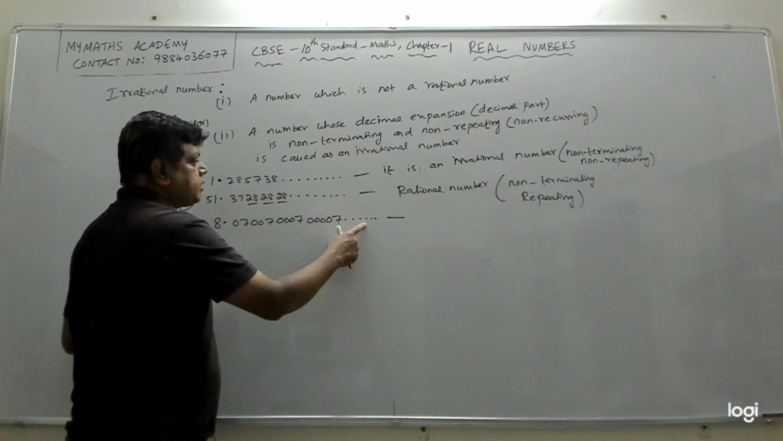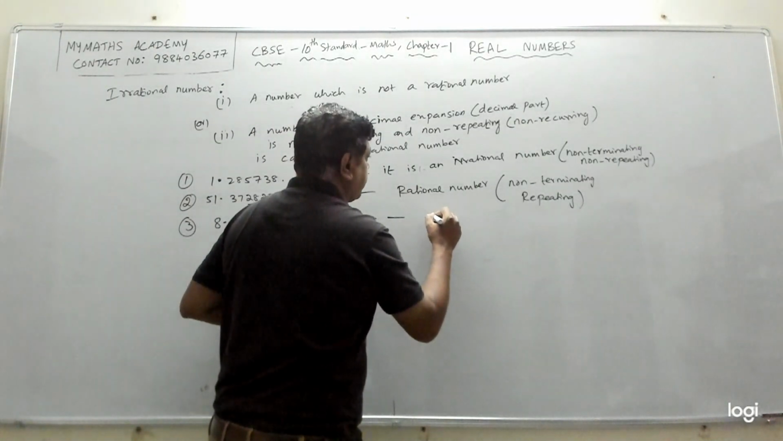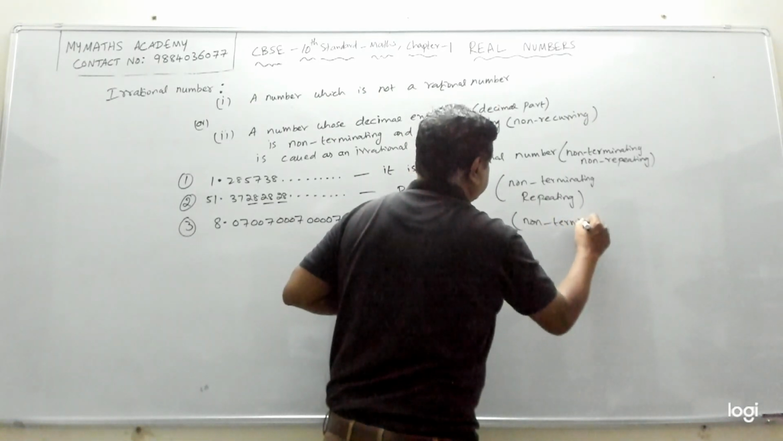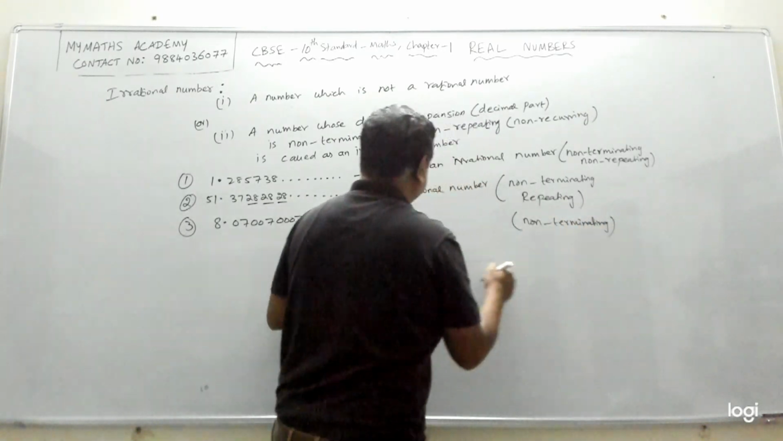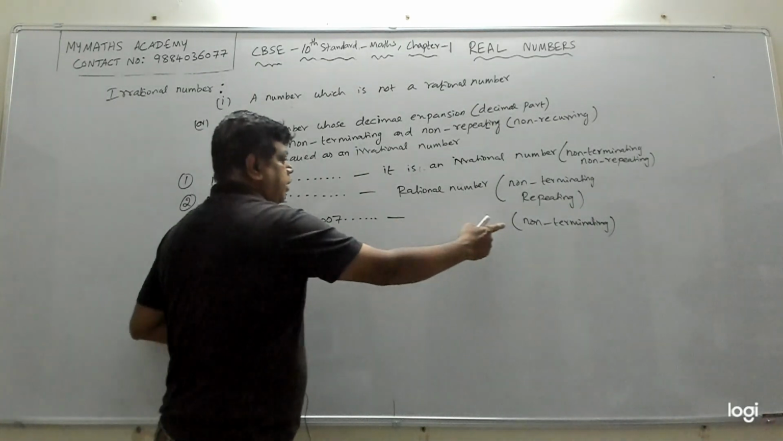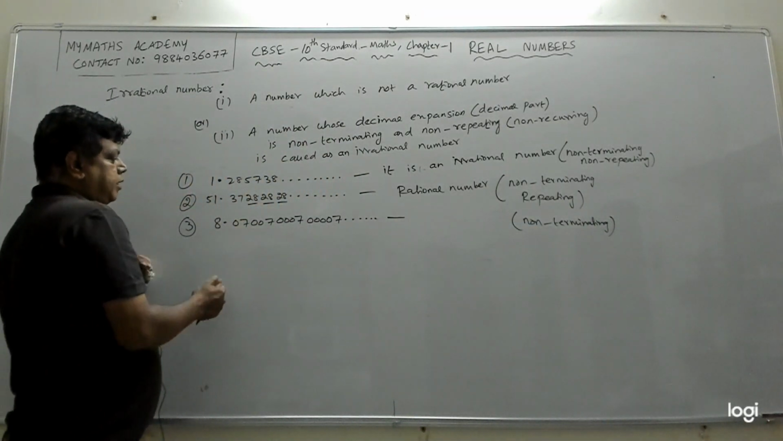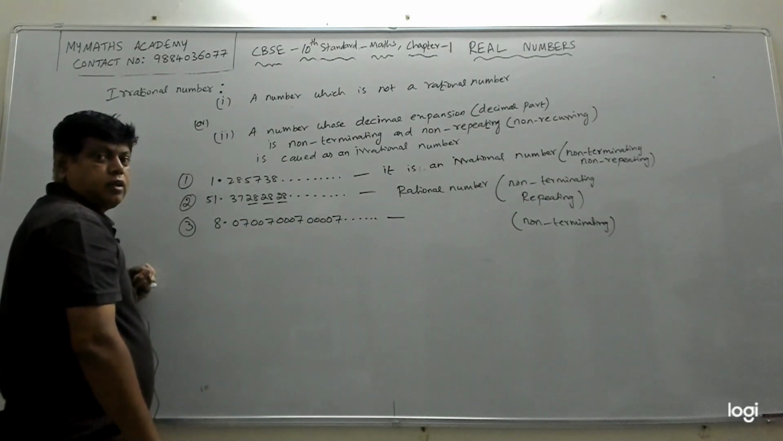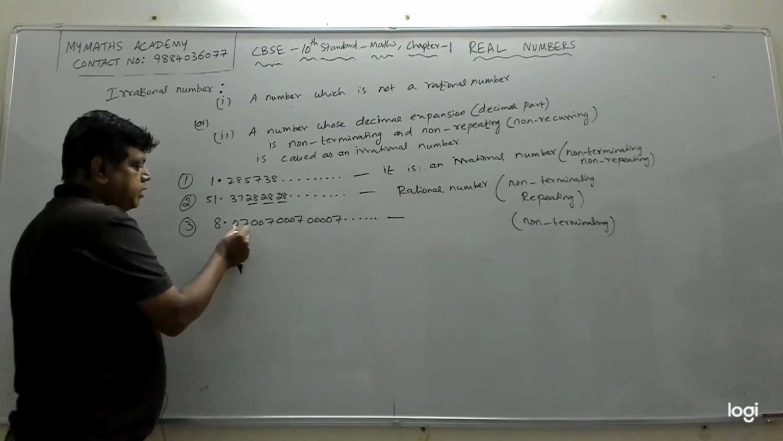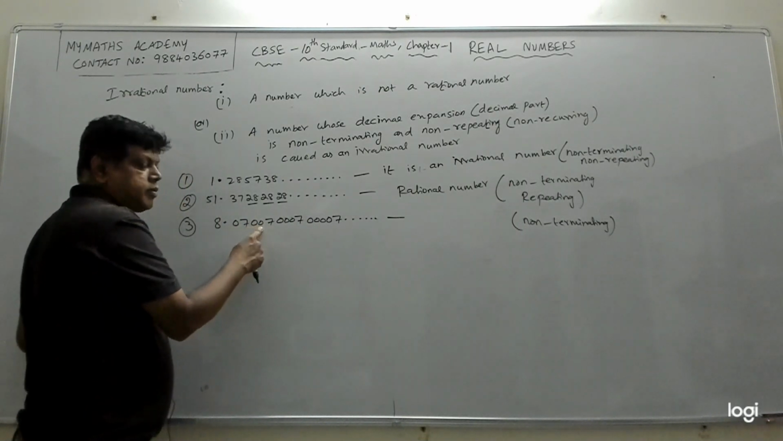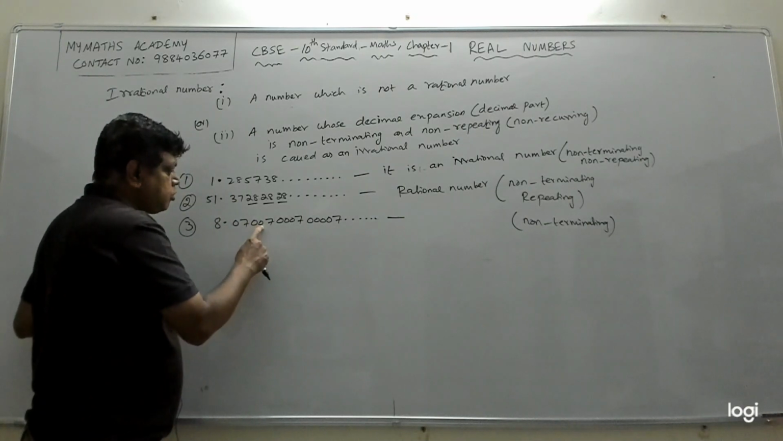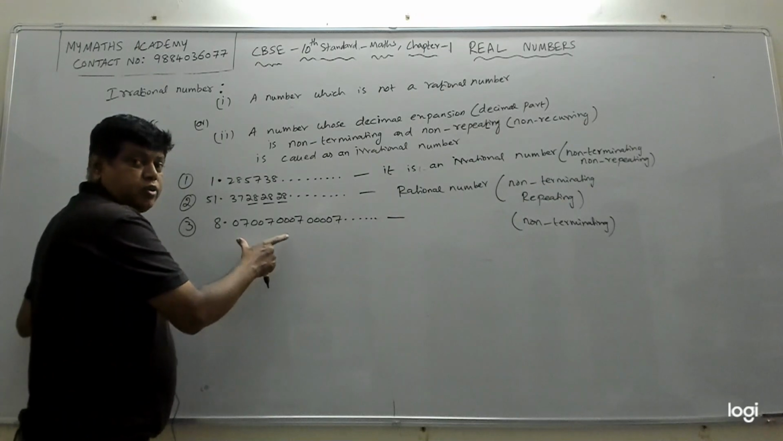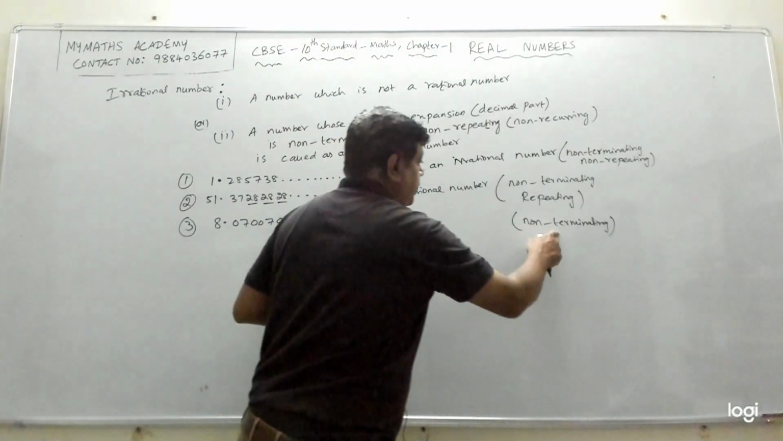Dot dot dot dot means we can say it is non-terminating. Then is it repeating? Don't say, sir, 07 is here, 07 is here, 07 is here. The same set should repeat. If it is 07, then immediately after this 07, I should have 07 again. Or if it is 007, I should have 007, but I have 0007. So here it is not repeating. It is non-terminating and non-repeating.